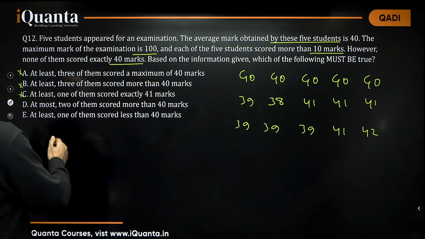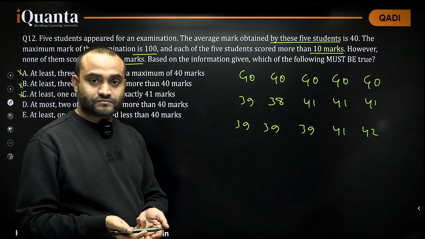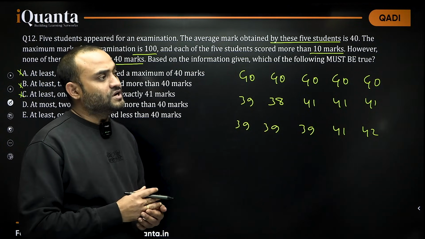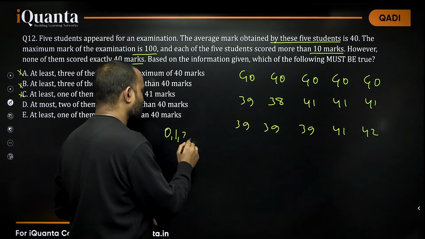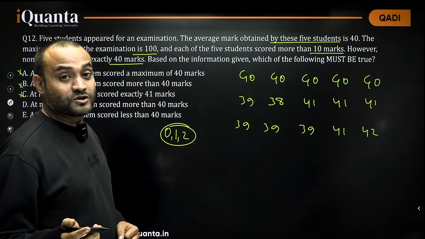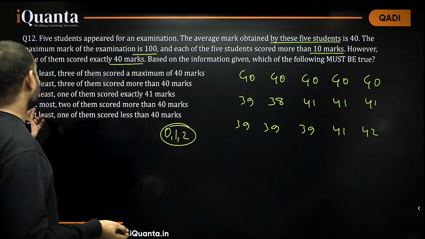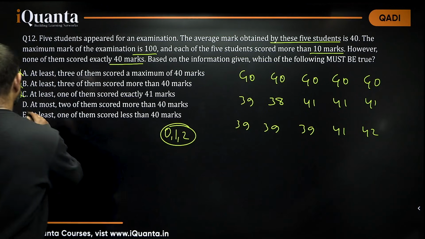It says at most 2 of them means either 1 or 2 people. In fact, 0 possible also. At most means 0, 1 or 2. It cannot be more than 2. 3 people, if I am able to show that 3 people scored more than 40, then this is wrong. You have it here, right? So that is also not possible.